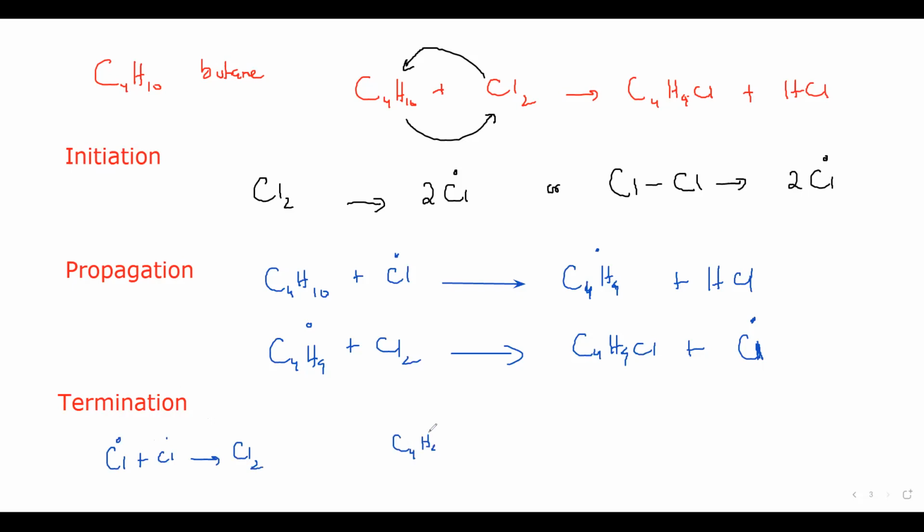When a butyl radical reacts with a chlorine radical, it will form C4H9Cl. And when a C4H9 radical reacts with a C4H9 radical, it results in the formation of C8H18. Is it clear how to complete a free radical substitution reaction, or how to write a mechanism for free radical substitution reaction between alkanes and halogen? Any doubt in this part?